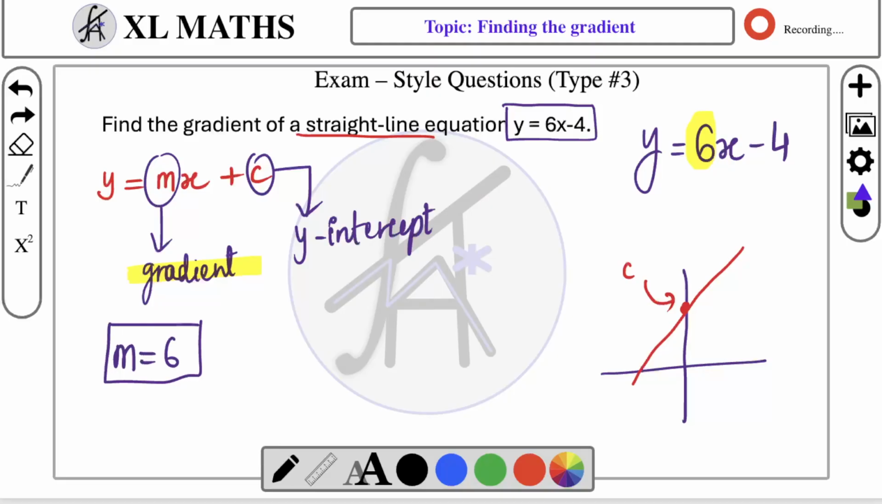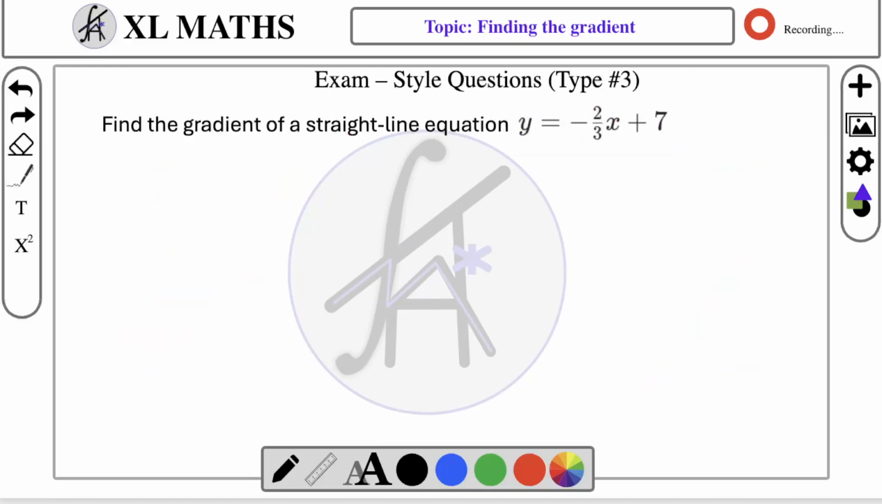Correct? Let's move to the next question. The gradient of a straight line when the equation is given to you like this. No problem. We know the coefficient of x is nothing but the gradient. What we have with x is the gradient. So the gradient is minus 2/3.